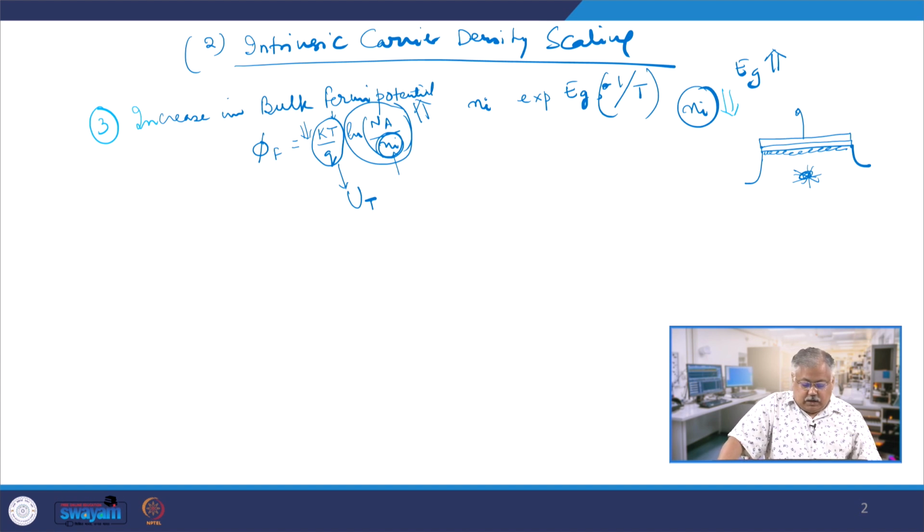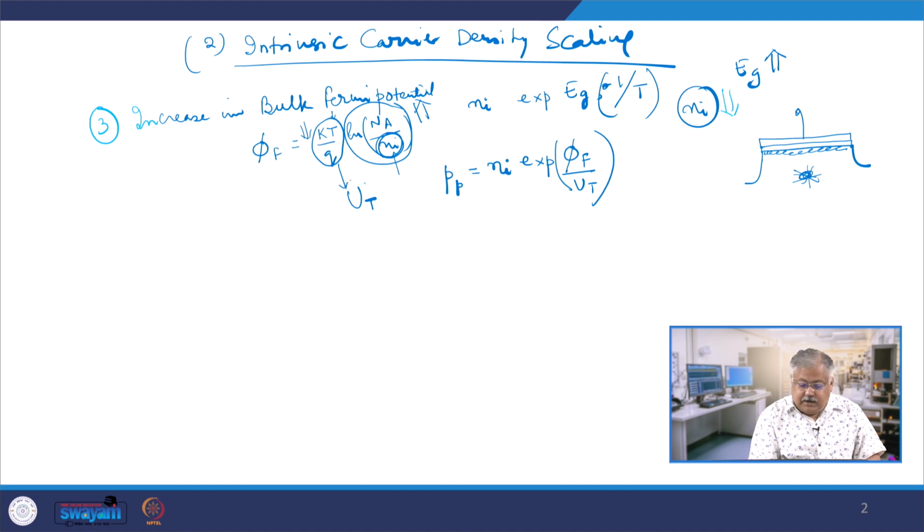Now in order to satisfy charge neutrality in case of a completely ionized Na at 4.2 Kelvin, if you remember, p, the number of holes in a P type semiconductor, is given as Ni exponential of phi f divided by UT. What is phi f? Phi f is this quantity, so divided by UT it gets cancelled out, and exponential of natural log of Na by Ni is approximately equal to Na, the acceptor ion concentration.